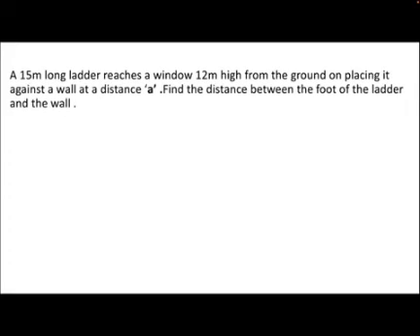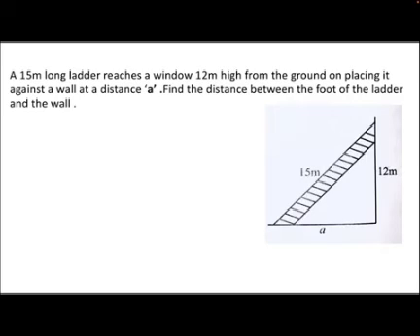Now, the next problem. All these are in your textbook exercise. A 15-meter long ladder reaches a window 12 meters high. Look at this problem. This is a wall, children. This is the ground. Now this ladder, you all have seen a ladder, is it not? It's placed in such a way that it reaches this window. This window is 12 meters above the ground level.